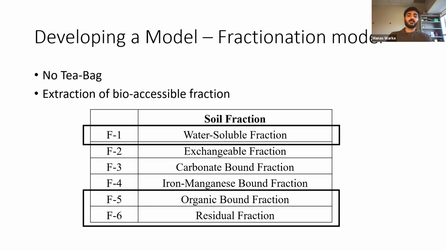So how do we do that? What is the bioaccessible fraction in the soil? In the soil, arsenic exists in six different forms. Not all of them are readily taken up by the human body. For example, F1, which is the water soluble fraction, can be easily absorbed and taken up by the human cells, while F5 and F6 are strongly bound and cannot be taken up by the human cells. So the idea behind this is to extract the water soluble fraction and then test it on cells.